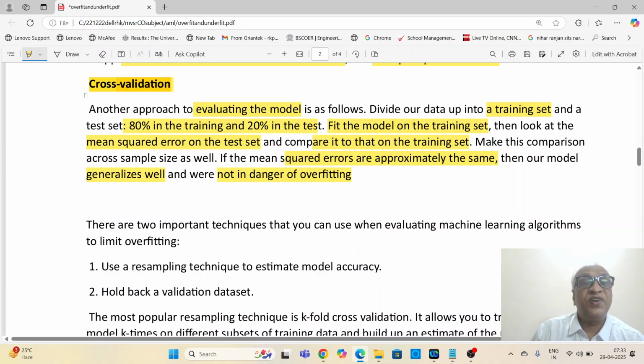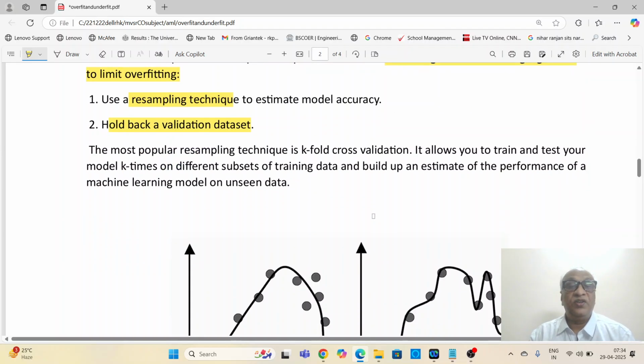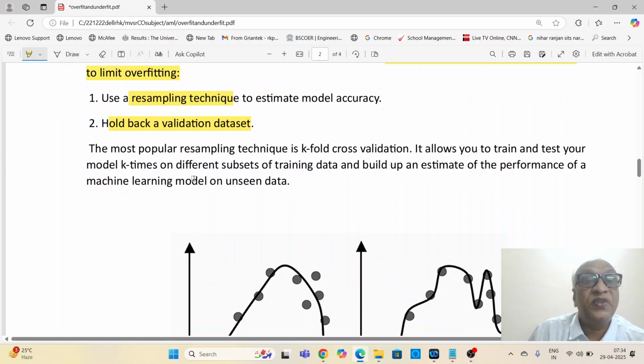Now, this is one way of evaluating the model. Here again, these are ways to evaluate my machine learning algorithms so that I can restrict overfitting. One is the resampling technique. The other one is to hold back a validation data set. When I say resampling technique, I am speaking about k-fold cross validation.